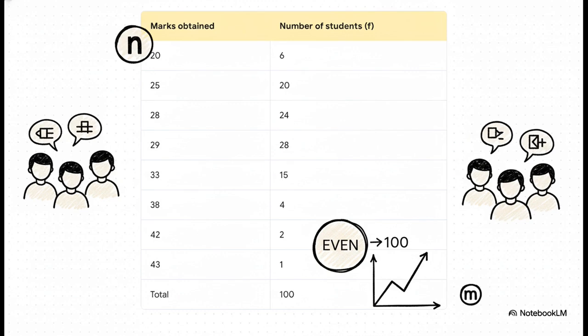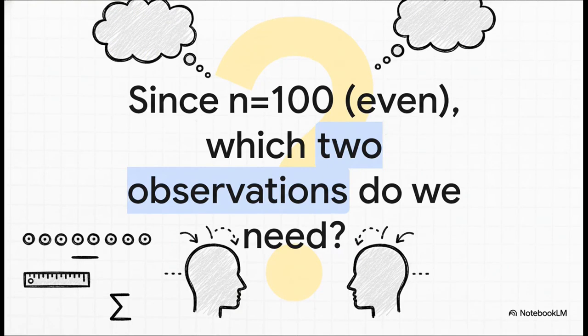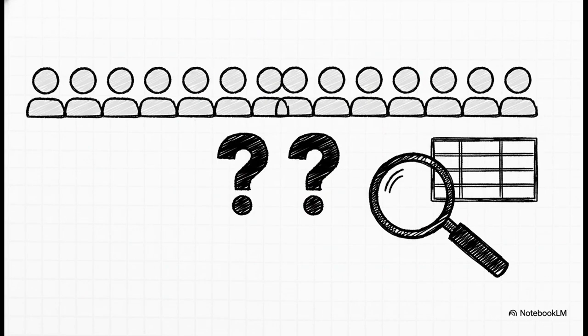It's about to become very important. So let's test that memory of yours. When n is even, we can't just pick one number from the middle, can we? We actually need to find two middle observations. Do you remember which two? You got it. We need the 50th observation, that's n divided by 2, and the 51st observation, that's n divided by 2 plus 1. We find those two, and then we take their average.